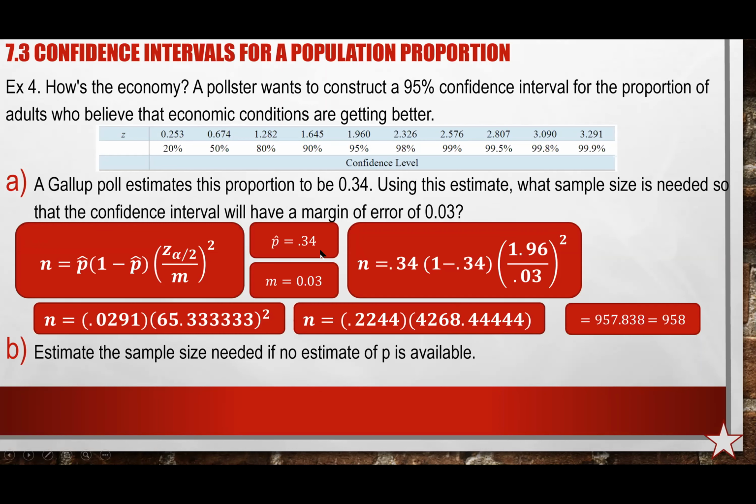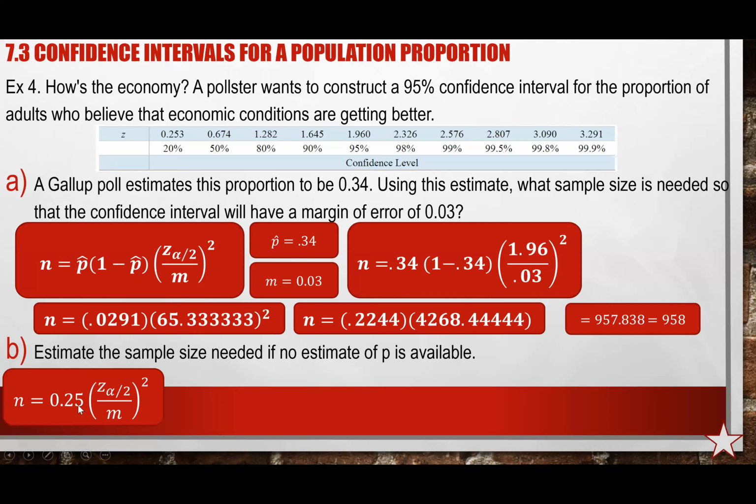Any question with this formula and where I got my numbers from? If they give you the proportion, you have to use this formula. As you can see, for B, the next question is, let's say we don't have this proportion. We never did this survey. Estimate the sample size needed if no estimate of P is available, meaning we don't have this data in our hand. So if we don't have this data, this is the formula we're using.